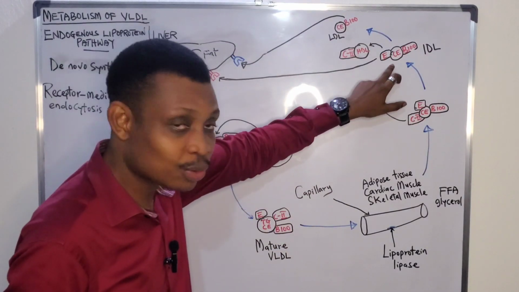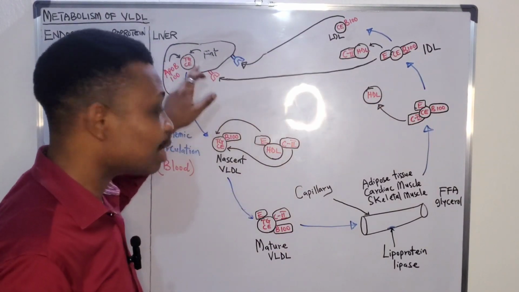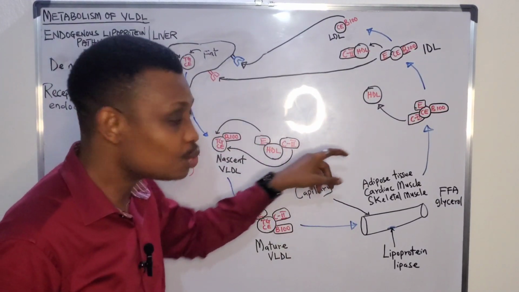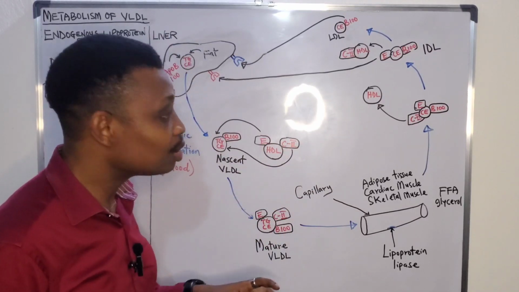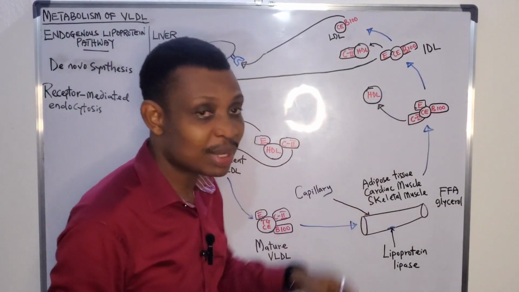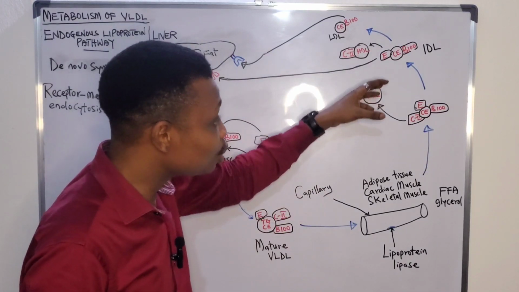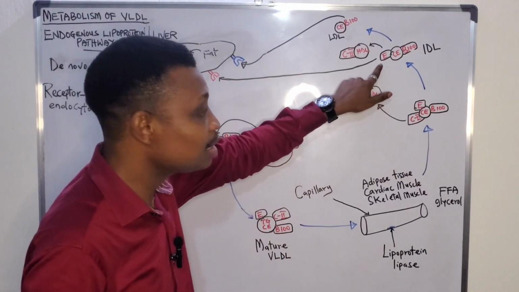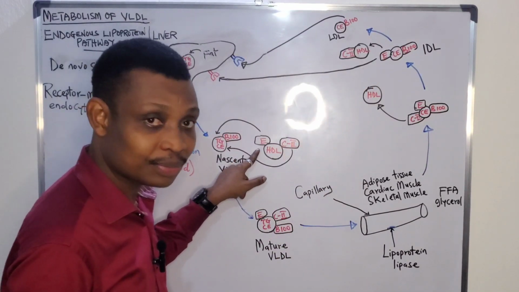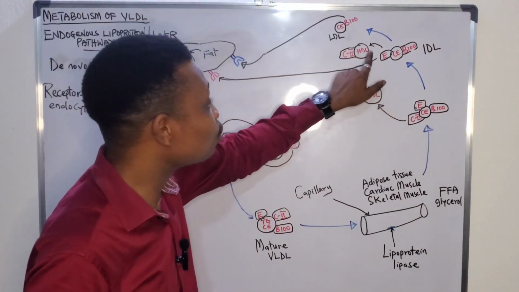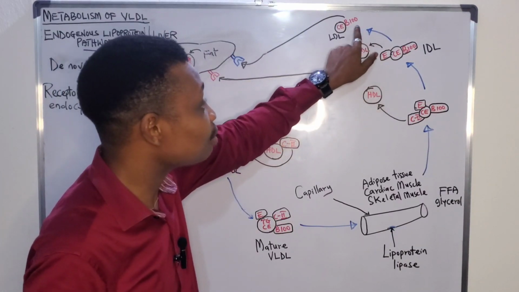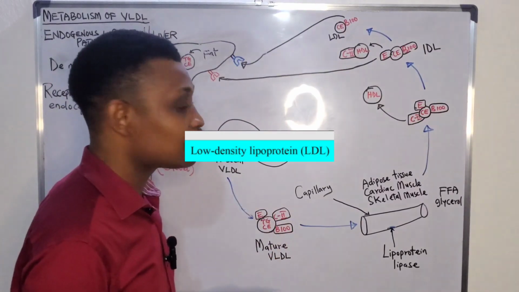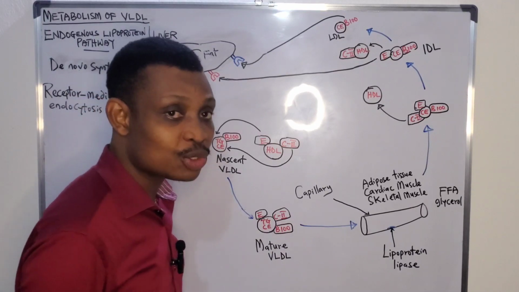If the IDL particle is not taken up directly by the liver, then this IDL particle will associate with HDL. So HDL will again associate with the IDL particle. And this time around, its association is as a result of the fact that it has to take back the ApoE that it donated initially. And now when it takes back the ApoE, it will result in the formation of low density lipoprotein. And the major fat in low density lipoprotein is cholesterol.